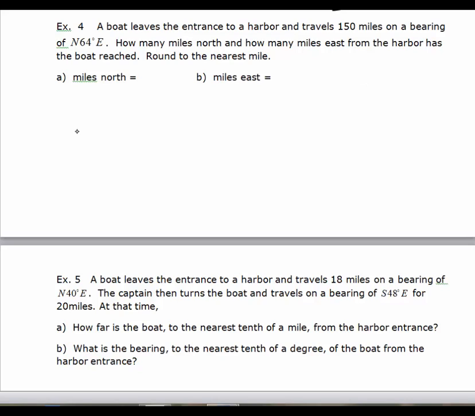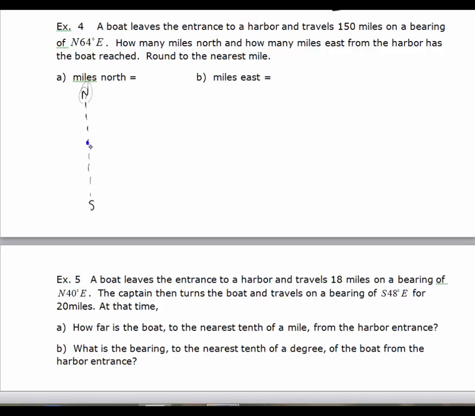So I'm going to start by just drawing a point. That's the harbor. And I'm going to draw a vertical line, just a broken vertical line, to show my north and south. So this would be north and this would be south. And it says north 64 east. That means that my angle is going to be made with a line segment that would be to the right of the north.